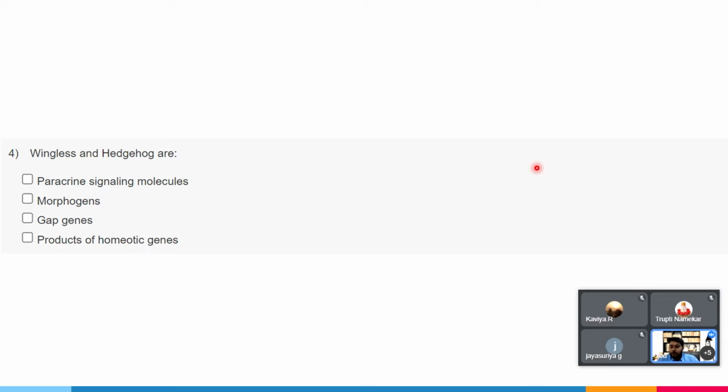So we move forward, and the next question is: wingless and Hedgehog are... So we have a box type of question. So these are paracrine signaling molecules, these are morphogens, these are gap genes, and products of homeotic genes. Which of the following are correct? Wingless and Hedgehog that we have just seen are the paracrine signaling molecules, morphogens, gap genes, or products of homeotic genes. And this is a box type of answer, so more than one is correct. So anyone wants to try and answer this?